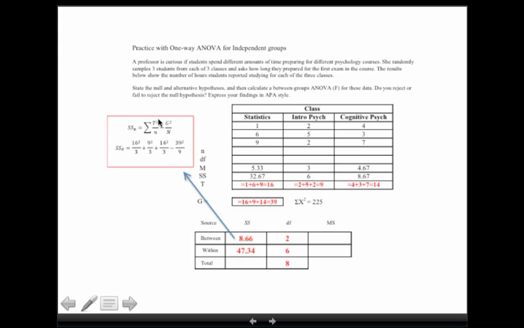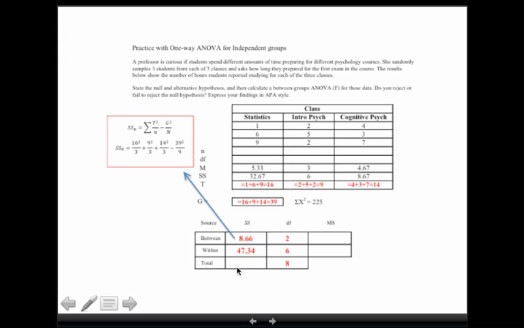Then I did the minus part, the minus g squared over n. So I took the g squared and then divided by the total n, which is 9. If you work that calculation out, you should square the value and then divide by 3, square the value, divide by 3, square the value, divide by 3, then add these values together and subtract out the last portion. You should get 8.66.